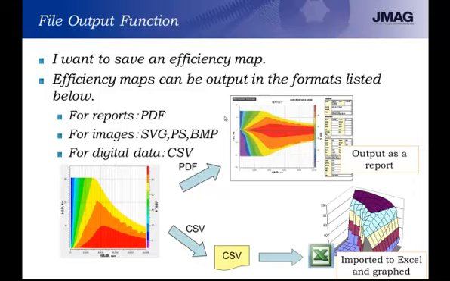Another feature in JMAG-RT Viewer is that we can save the efficiency maps and we can output them in various formats. We can output the map as a PDF file for generating reports or an image file. We can also export the digital data as a CSV, so again, get the numerical point data in those operating ranges, and then generate an efficiency map in a program such as Microsoft's Excel.